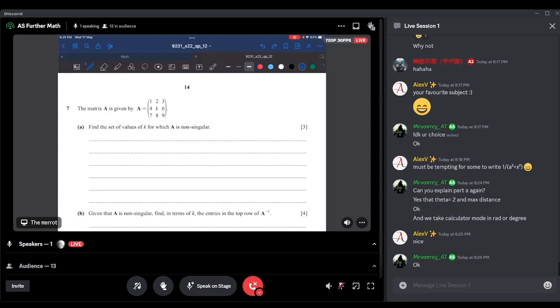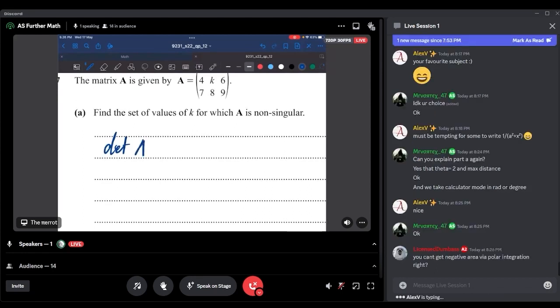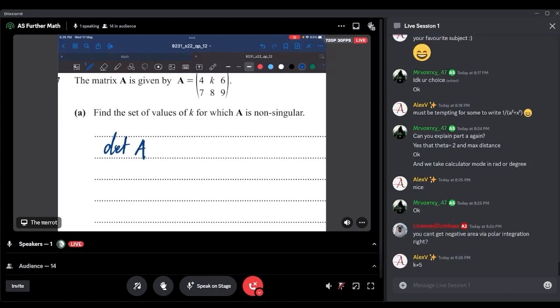Right, find the set of values of k for which A is non-singular. So of course we just have to take the determinant of A. You can't get negative area via polar integration. You can never get negative area because you have a square in the first place. You're integrating r squared, and r squared is always positive no matter what. So you can't get a negative area.